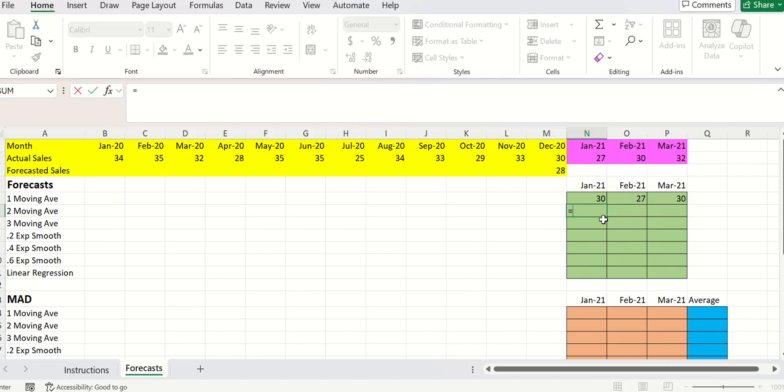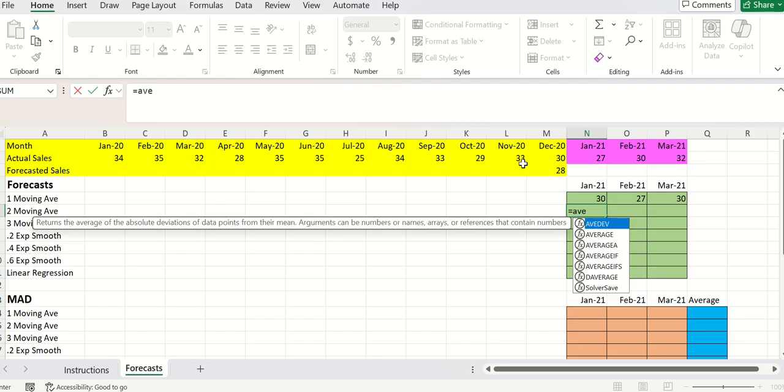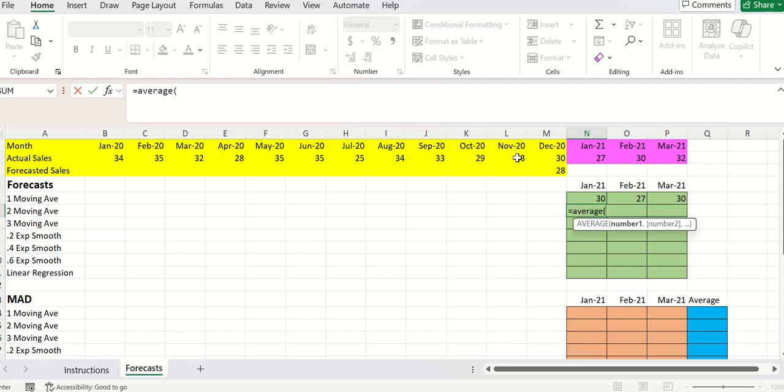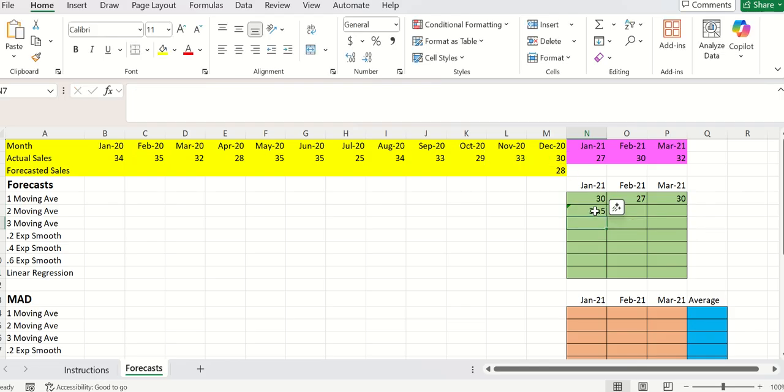A 2 month moving average, what I'm doing is taking the sum of the, no, let's do it this way. Let's do average equals the average of the 2 previous months, right? So the 2 month moving average forecast for January 21 is the average of November and December. Similarly, you would be able to do the exact same thing for a 3 month moving average, and you would be able to move these forward just like we did before.